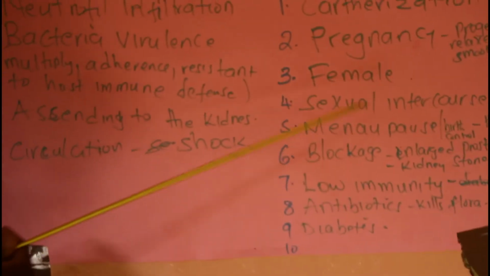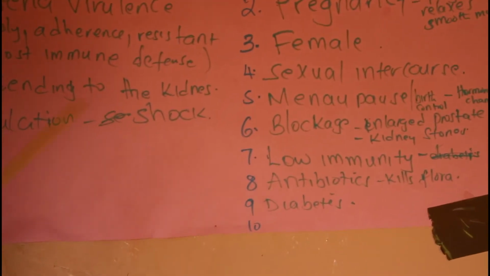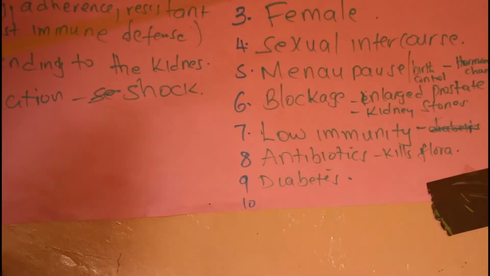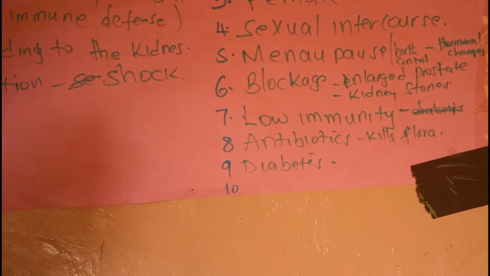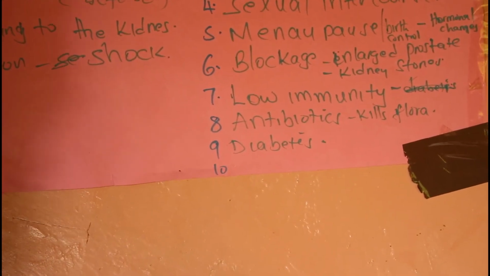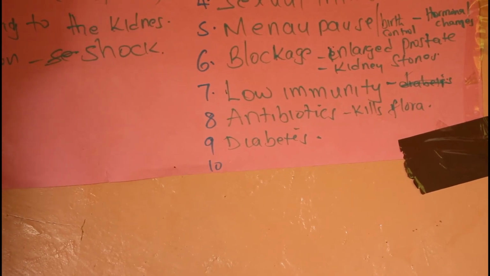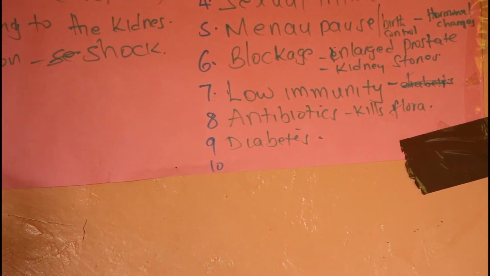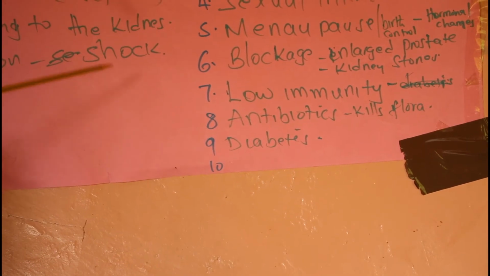My fifth point here is menopause and birth control. All these factors lead to hormonal changes in our body. At menopause, we will have changes that will influence your vaginal flora. The change in vaginal flora will kill these important microorganisms that assist in prevention of UTI.